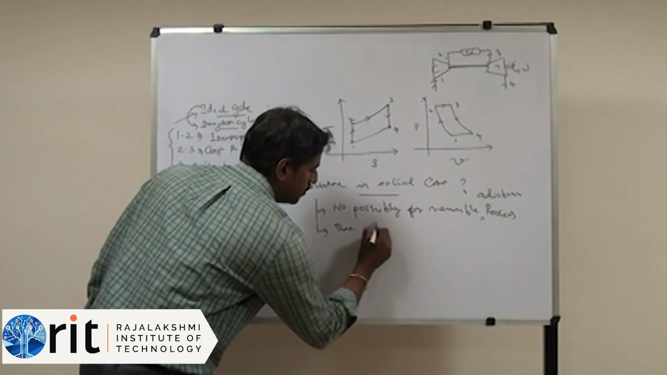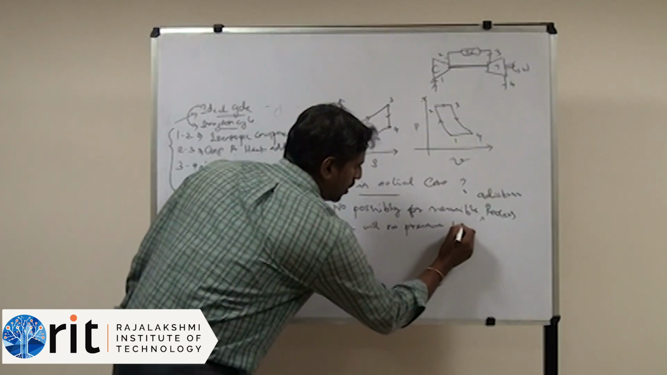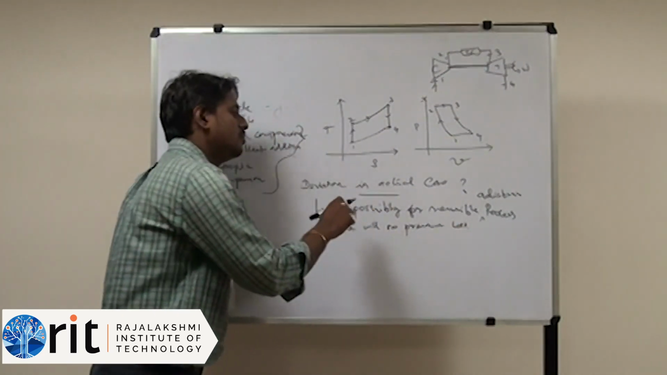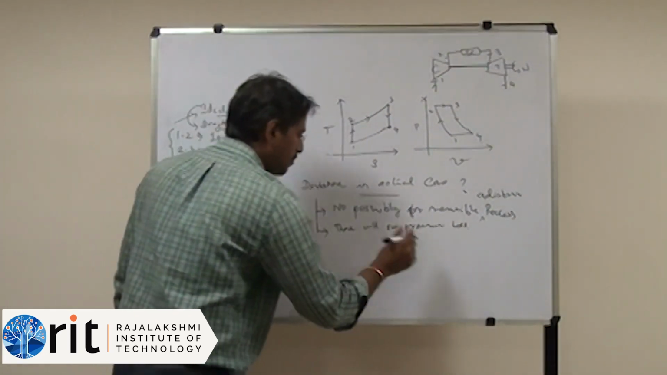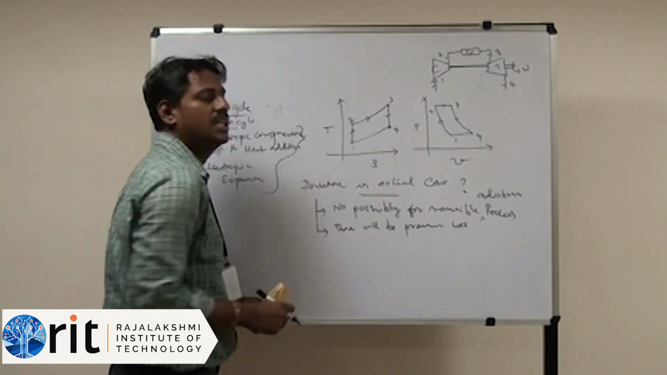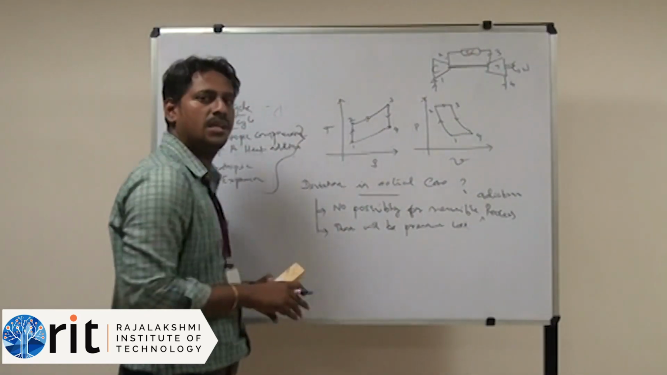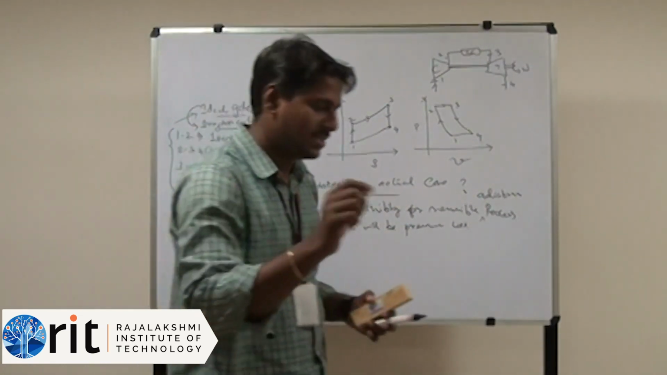There will be no pressure loss. So these are all the two deviations. Actually, there will be pressure losses. So these are all the deviations from the actual case. Now, how to represent the deviation in the TS diagram? That is the next question.